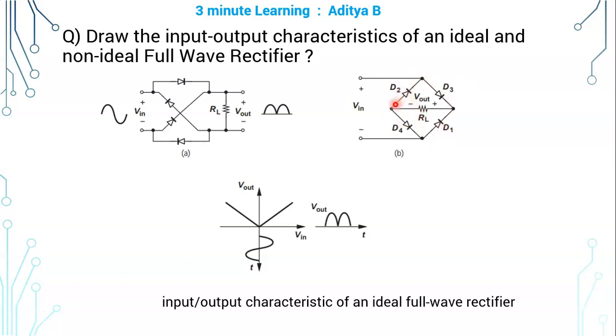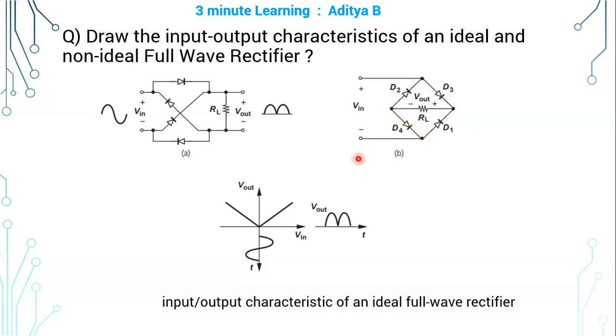First one, in the parallel arms of the bridge, the diodes face in the same direction. For example, here the diode is facing like this, and here the diode is facing like this. So these two are parallel arms or parallel branches of this square, so they face the same direction. Likewise, the remaining 2 parallel branches also have diodes facing the same direction. Also, you can form a V shape, an upper V like this and a lower V like this.